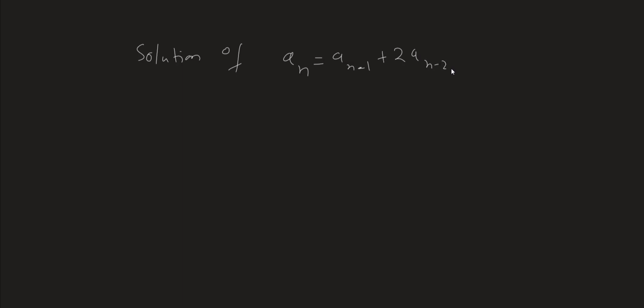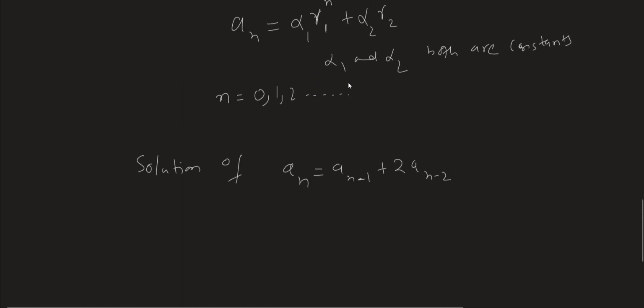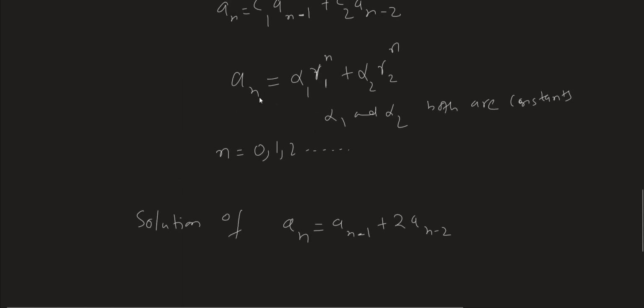Let's try to find the solution of the recurrence relation. So what is the solution of a_n is equal to a_(n-1) plus 2 times a_(n-2)? So the degree is 2 here, and we know the solution of the equation with degree 2 is a_n is equal to alpha 1 times r1 raised to the power n plus alpha 2 times r2 raised to the power n.